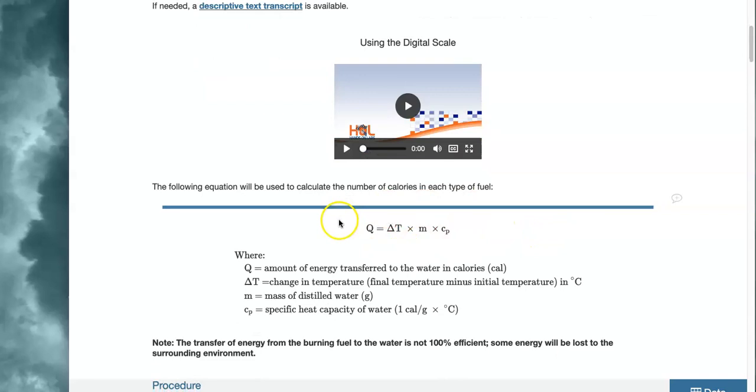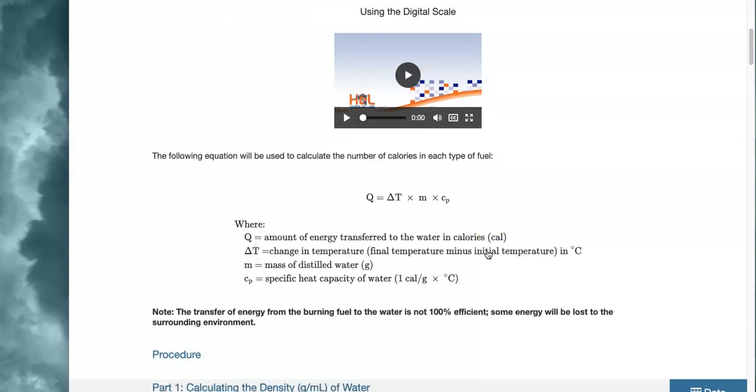Okay, so here's your big equation. Q, which is the heat energy, those calories we were just talking about, equals your change in temperature, delta T, times mass, that's going to be the mass of your water used in the experiment, times CP, which is specific heat capacity. Different substances have different heat capacities. Here it is for water: 1 calorie per gram per degree Celsius. So your CP value you're going to use is 1 calorie per gram per degree Celsius.